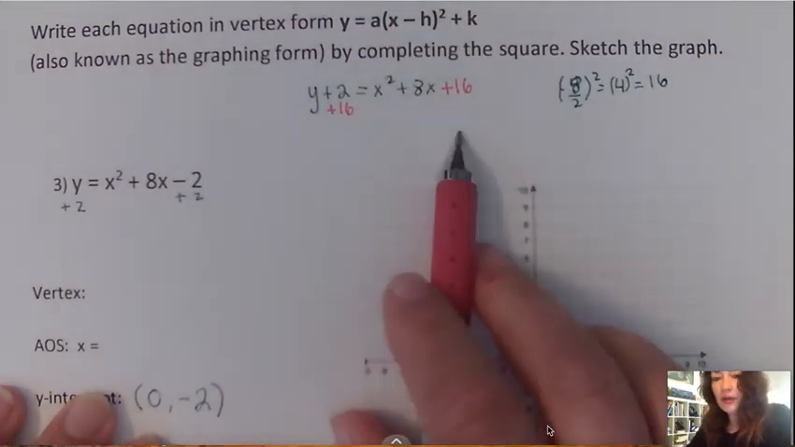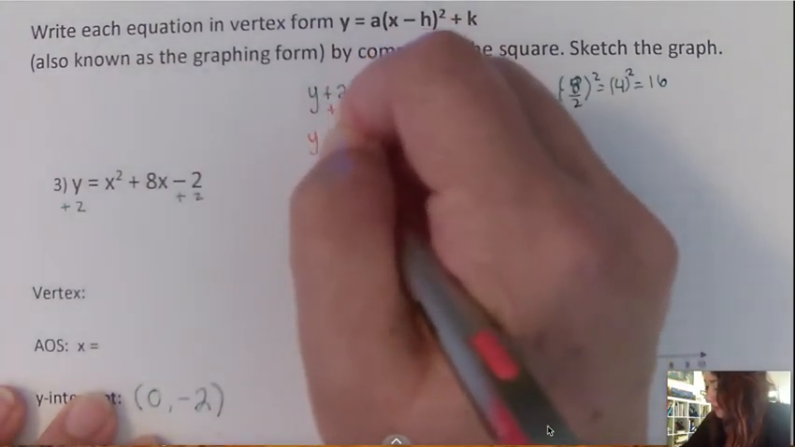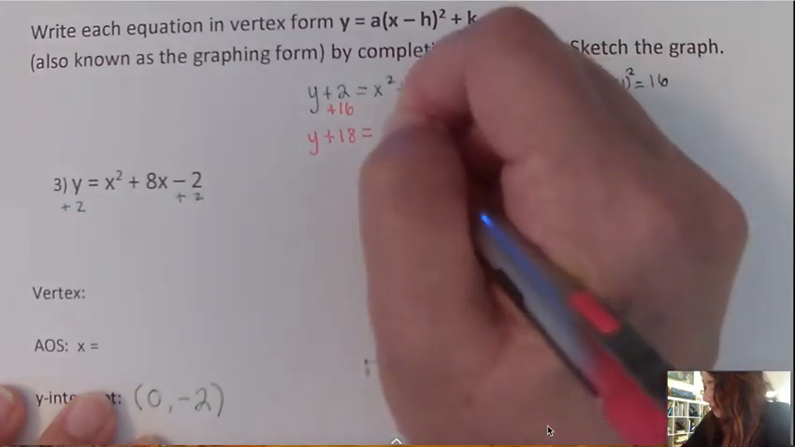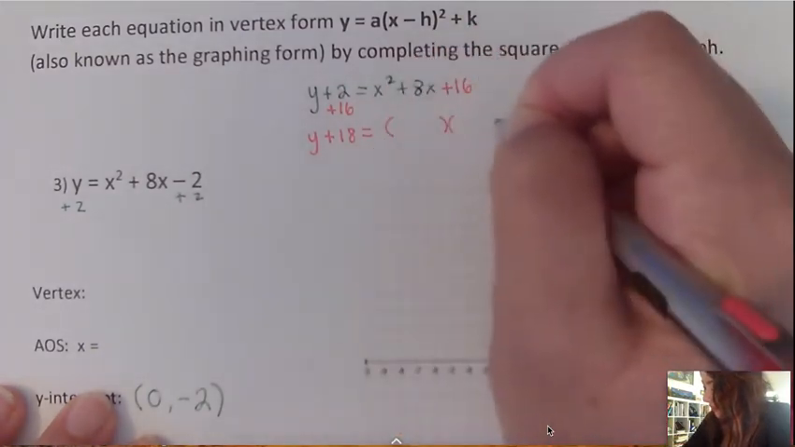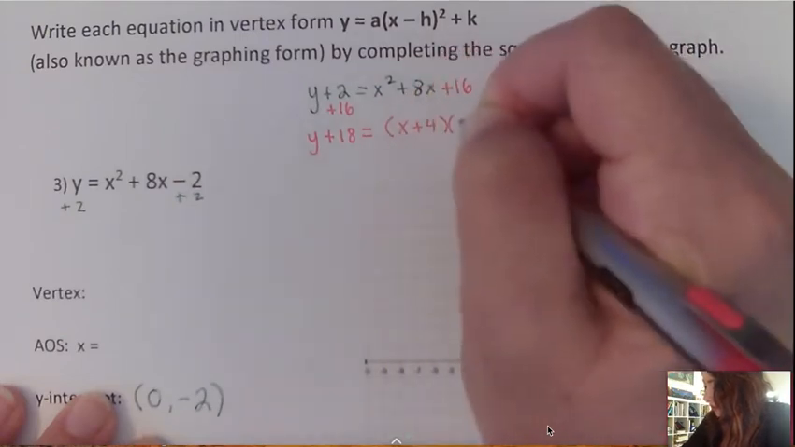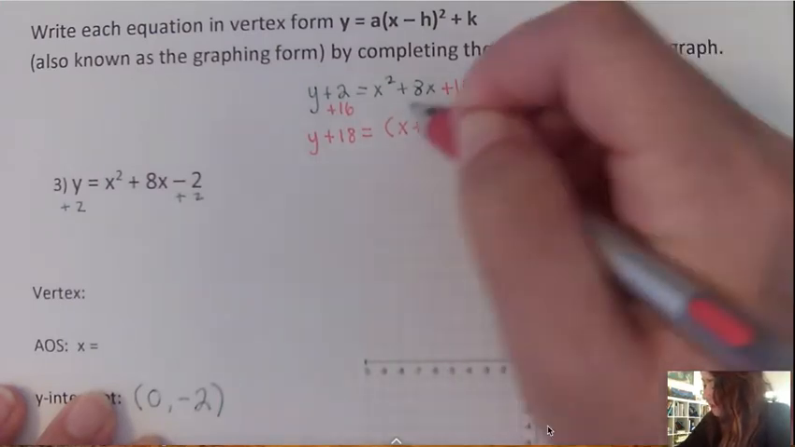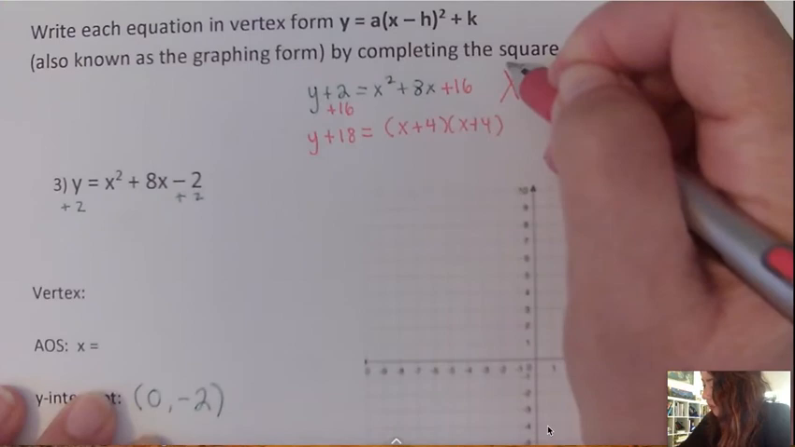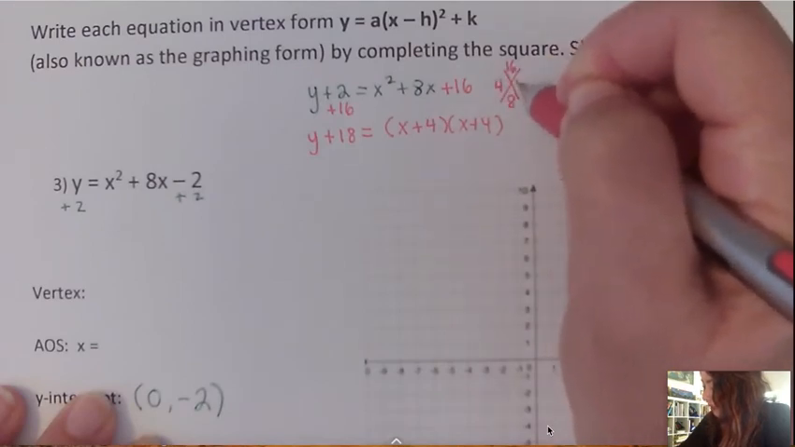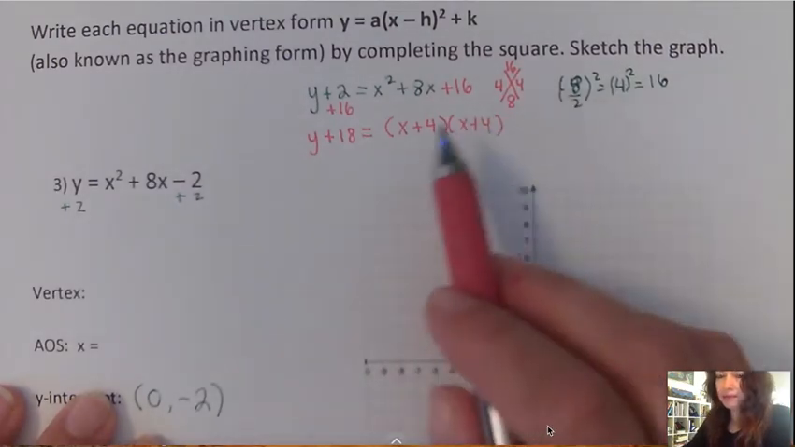Let's go ahead and combine the left. We will have y plus 18 is equal to, and I'm going to go ahead and factor this already. This will give us x plus 4 times x plus 4. Now to refresh your memory, we have a perfect square trinomial. So two numbers that give us 16 that add up to 8 is 4 and 4. And if you remember, that is half of our b.